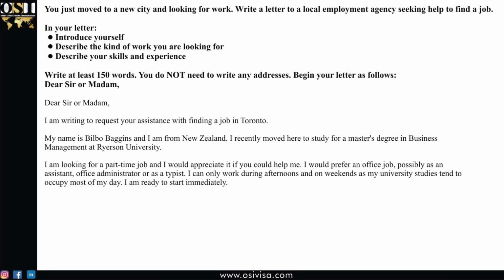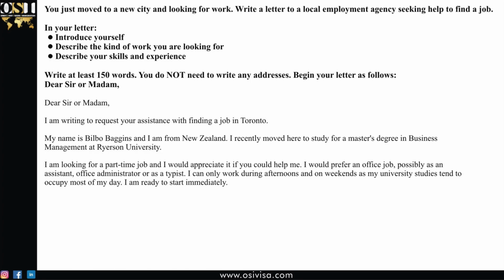Alright, so moving on back to the slides. The next paragraph, as you can see, addresses the second point. The second point was describe the kind of work you are looking for. So I'm just going to start the paragraph by being straightforward. No unnecessary information, no chit chat. It is a formal letter, so remember that throughout. It says, I'm looking for a part-time job and I would appreciate if you could help me.